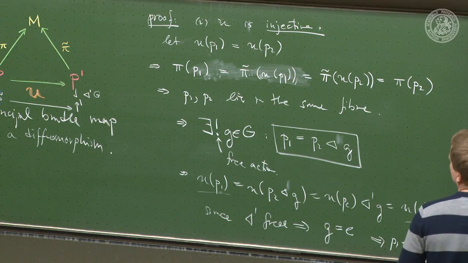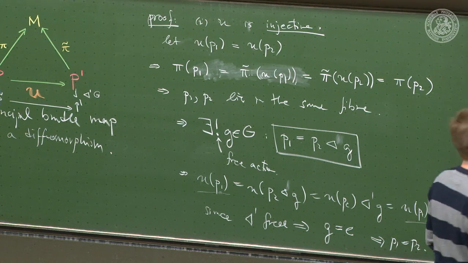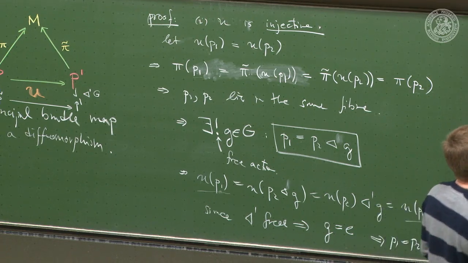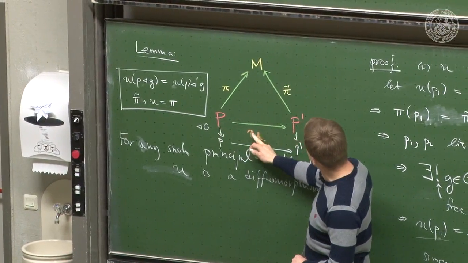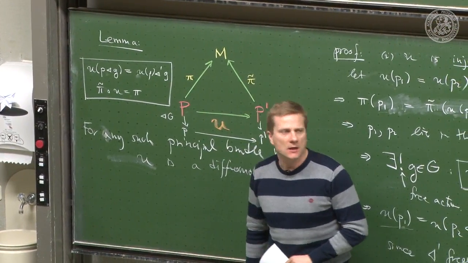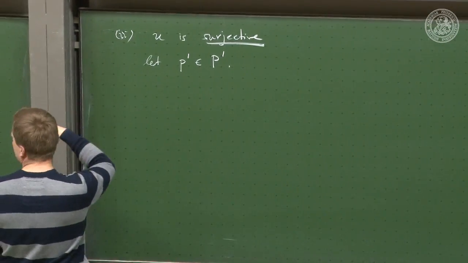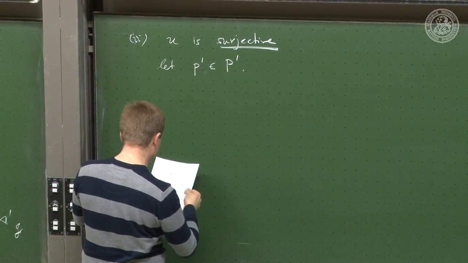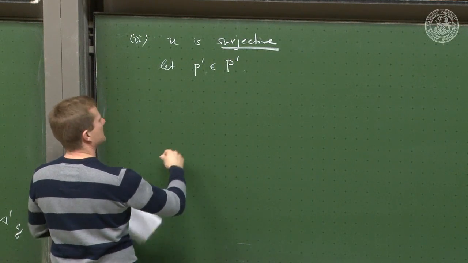Now, second, U is surjective. So how did we do that? We assume let P prime be an element in P prime, okay? And now we need to find a P over here, a little p, such that the U of P is this P prime. So we again do this in two steps, and we consider first the projection of this guy. We'll see in a second why.